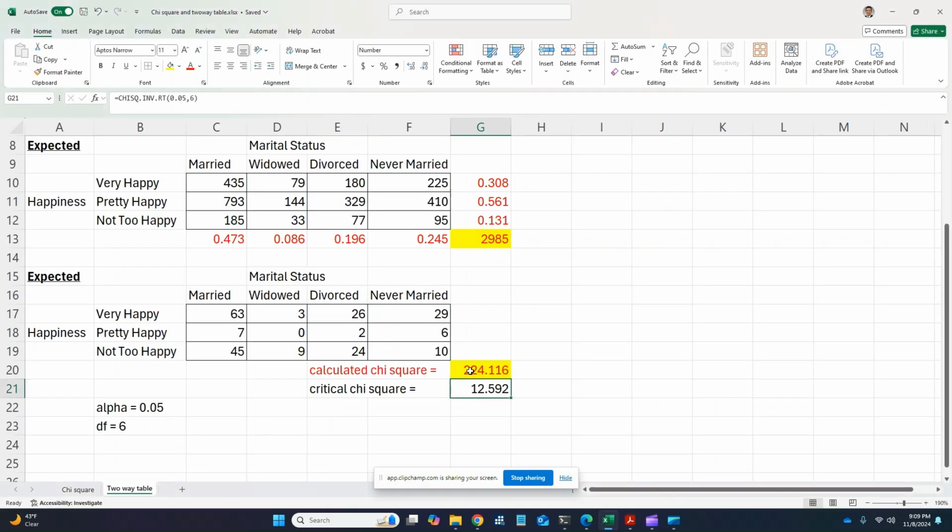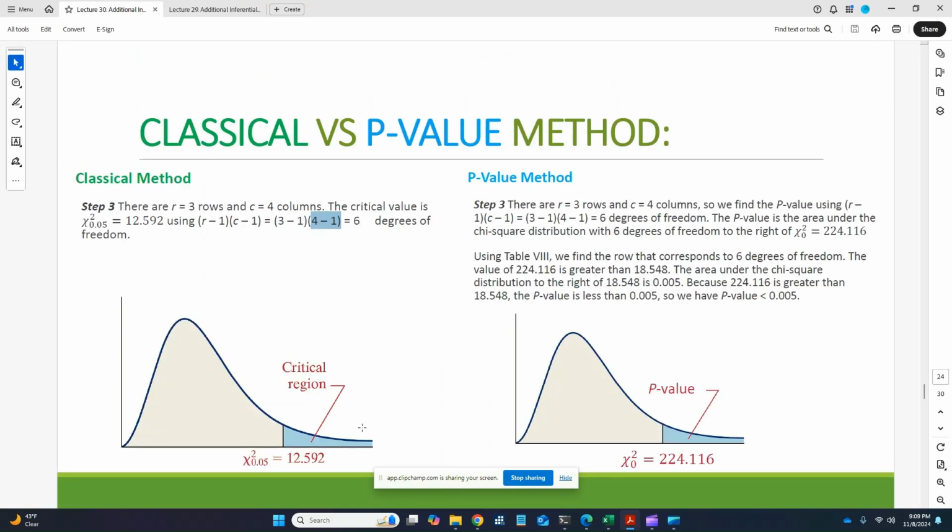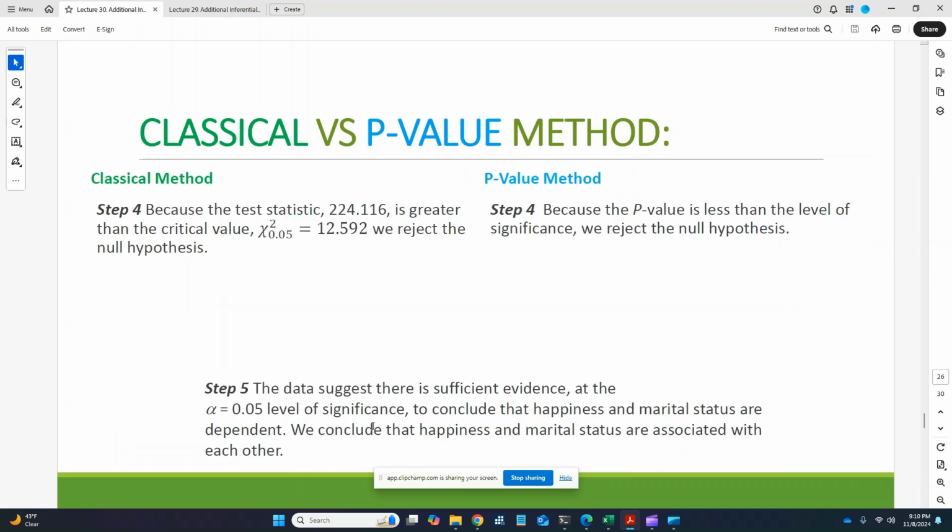Since our calculated chi-square is bigger than the critical chi-square, we reject the null hypothesis. That means our calculated chi-square is somewhere here or somewhere down the line, but the critical chi-square is here. Since the calculated chi-square is way bigger than the critical chi-square, we cannot say that their difference is close to 0. So we reject the null hypothesis. That gives us the conclusion that the data suggests there is sufficient evidence at the 5% level of significance to conclude that happiness and marital status are dependent. We conclude that happiness and marital status are associated with each other.